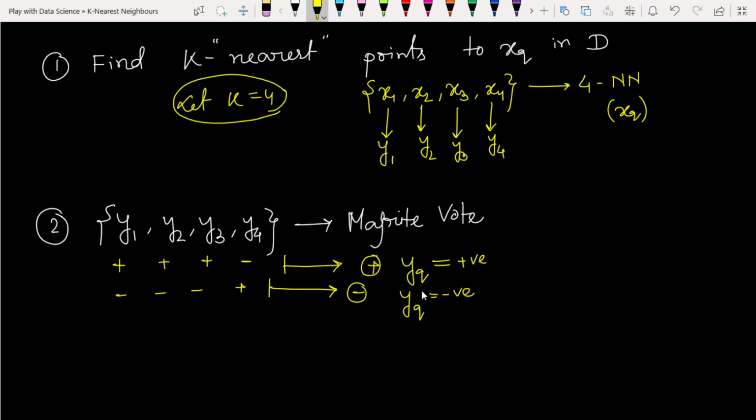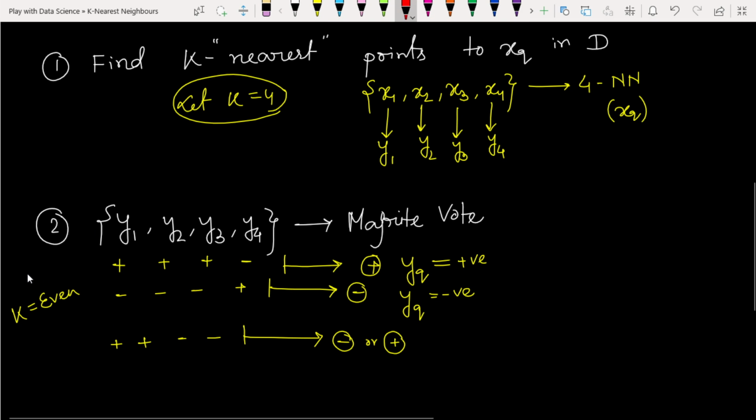Now the main problem is if we choose k equal to an even number. Suppose 2 points are positive and 2 points are negative. What will the output be? It may be negative or it may be positive, so we get confusion here. What will the actual class label of the query point be? To avoid this problem, we avoid taking our parameter value, the k value, as even. Always we are taking our parameter value as odd.